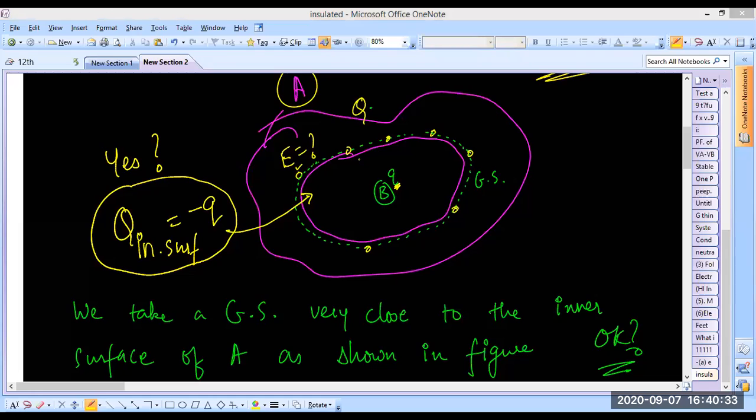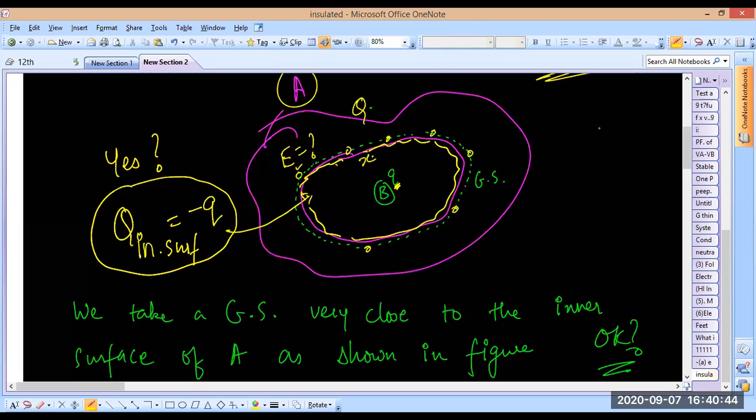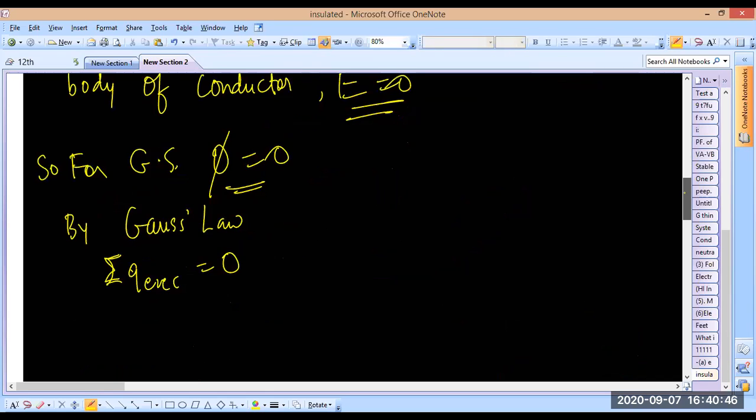Suppose the charge on this inner surface is x. The total charge on this inner surface is x. Then by this idea you should have q plus x equal to 0. Agreed?